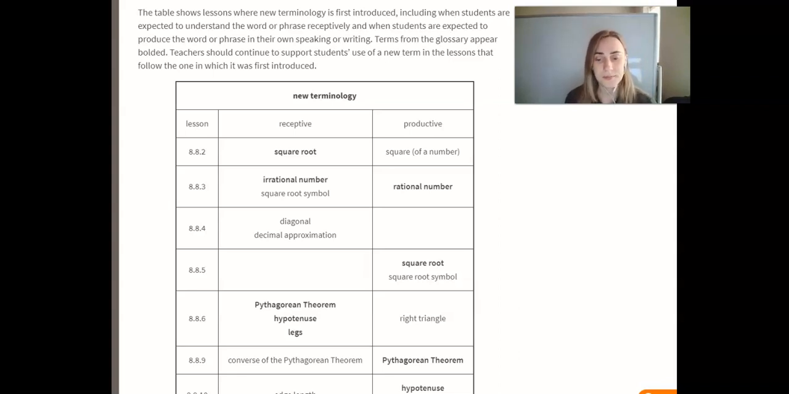And you can see that the words that start out in the receptive column eventually end up in the productive column after students have had a chance to describe things in their own language and hear you as the teacher introducing that vocabulary for a series of lessons. So square root is introduced in lesson 2, and when you're doing your formative assessment, you should be looking for students using the word square root and using the square root symbol in their own productive language and writing.